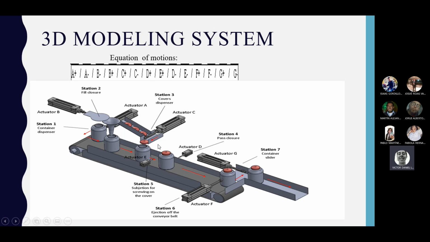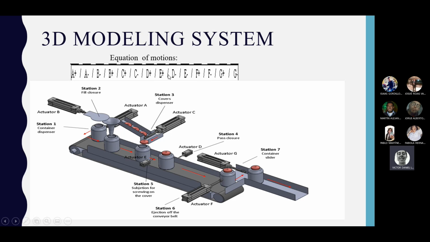Then it goes to this place where the actuator C places a tap on the container to take another go. When it goes back, it takes another one, and then the container keeps moving and goes to this place where the actuator D, on this movement D plus, goes out and stops the container from moving with the conveyor belt. And then the actuator E has this movement, E plus, and locks the container so the lid can be put right into the container.